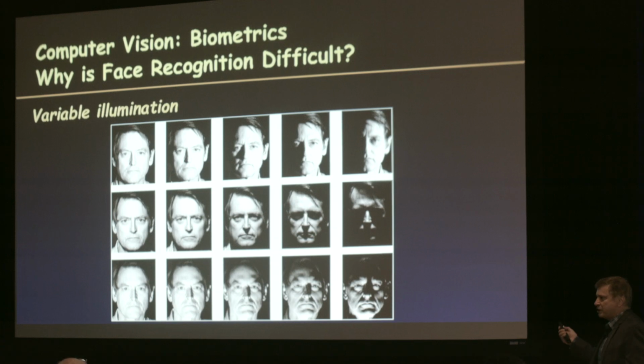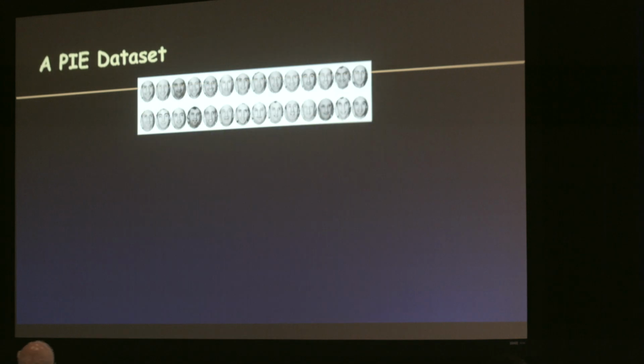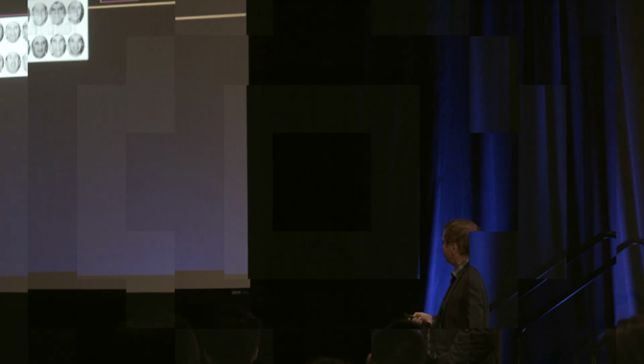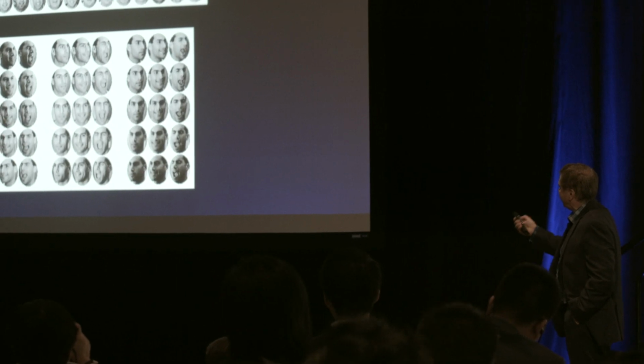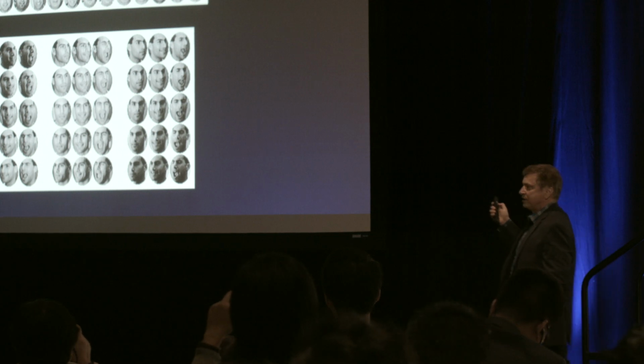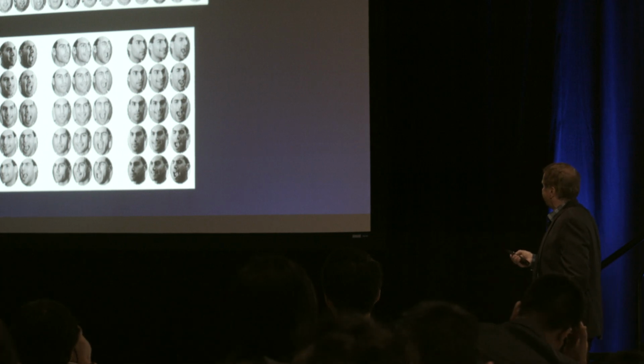Switching over to face recognition. This is a very difficult problem in biometrics. And the reason is because under different illuminations and viewpoints, faces look extremely different. But if we have training data of how a person looks under various and different expressions and so on, we have what's known as a PIE data set: pose, illumination, expression, etc.